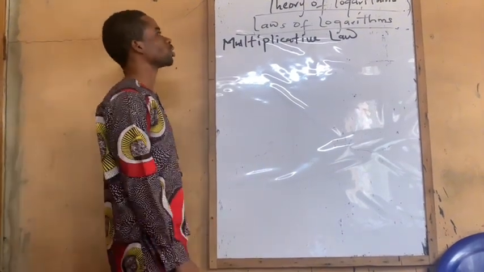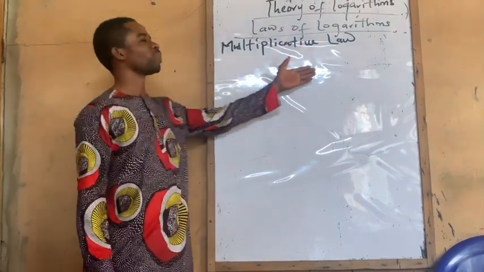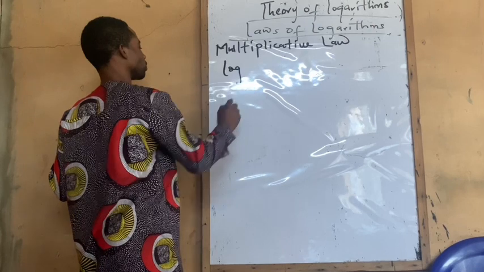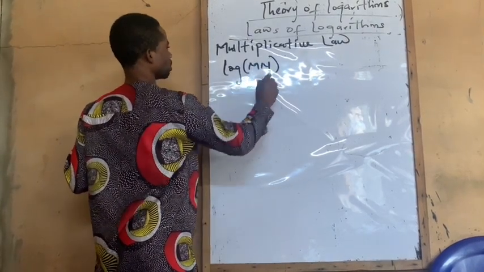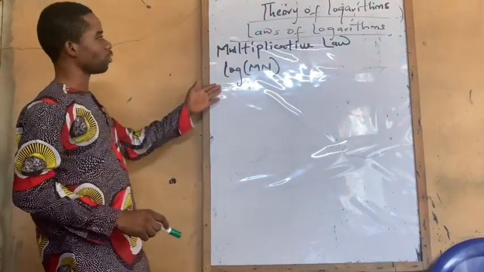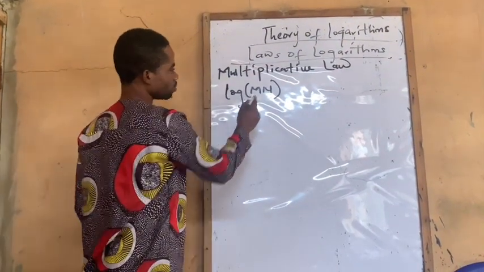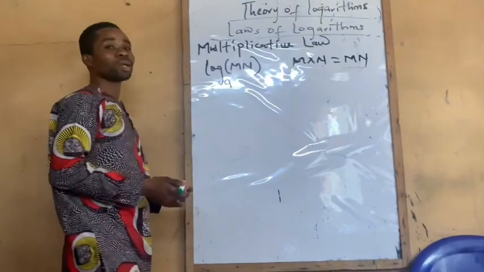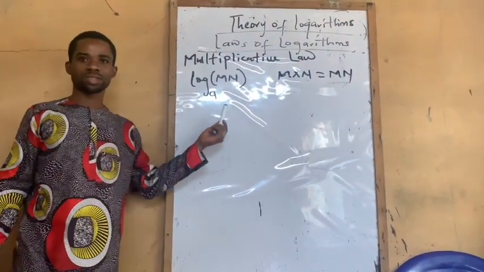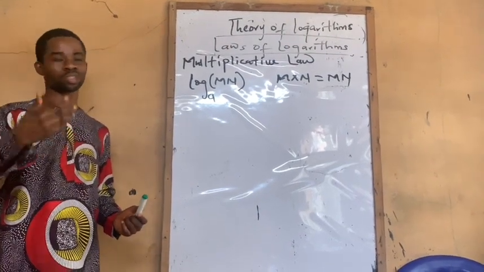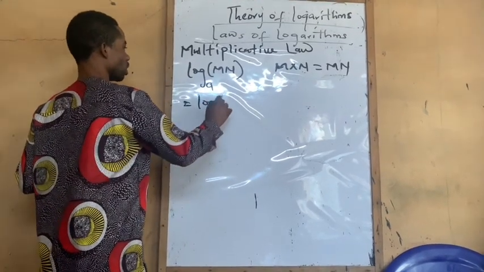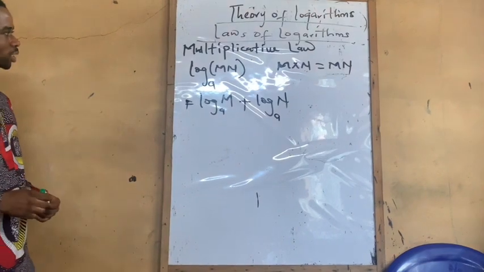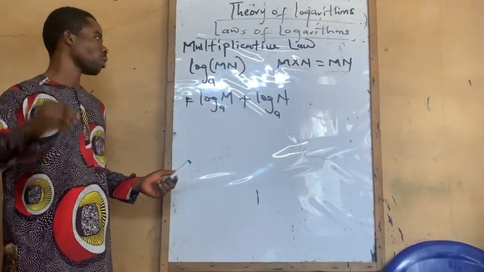Now, laws of logarithms. Number one, I'll be talking about the multiplicative law of logarithms. Imagine you have something like this: log of m times n, base a. Actually, this kind of law is the multiplicative law, because it means m times n. Anytime you have something like this in logarithms, the multiplication is going to turn to addition. That means it's going to turn to log m base a plus log n base a. That is what we call the multiplicative law of logarithms.